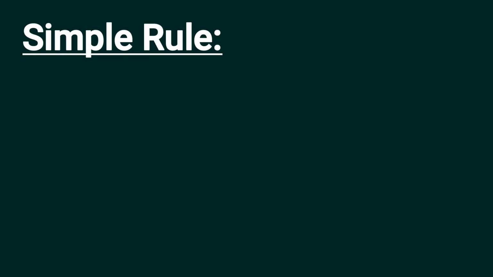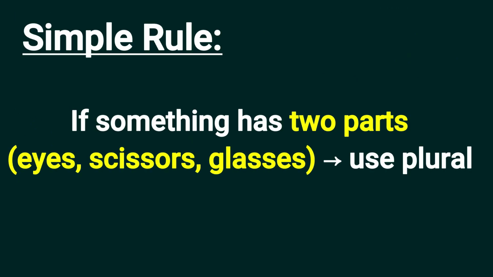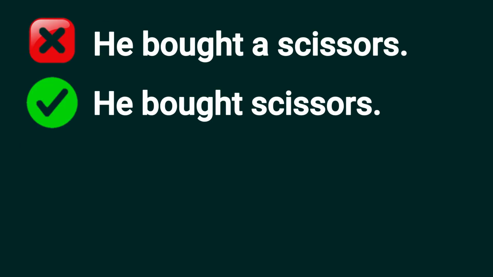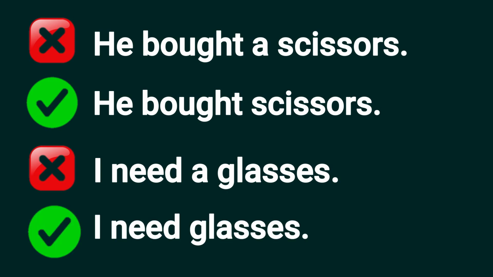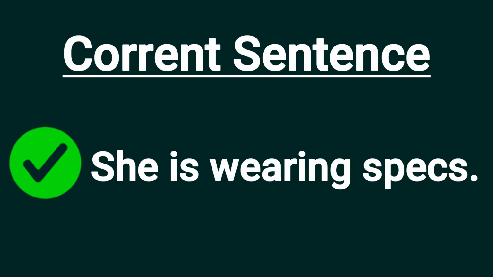So the simple rule is that if something has two parts, like eyes, scissors, glasses, always use plural. So examples are: he bought a scissors, it is wrong. He bought scissors. I need a glasses is wrong. I need glasses. So the correct sentence is she is wearing specs.